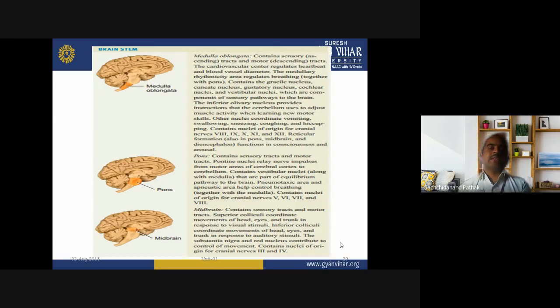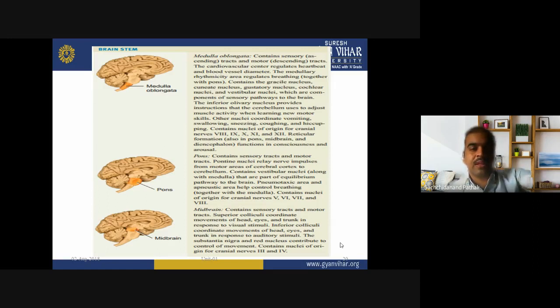Now you can see in this tabulated form, medulla oblongata is there. The medulla oblongata contains the sensory tract and motor tract. Sensory tract, that will be the ascending tract. Motor tract, that will be the descending tract. The cardiovascular center regulates the heartbeat and blood vessel diameter. The medullary rhythmicity area regulates the breathing. It contains the gracile nucleus, cuneate nucleus, gustatory nucleus, cochlear nucleus. So these are the things that will be in the medulla oblongata.